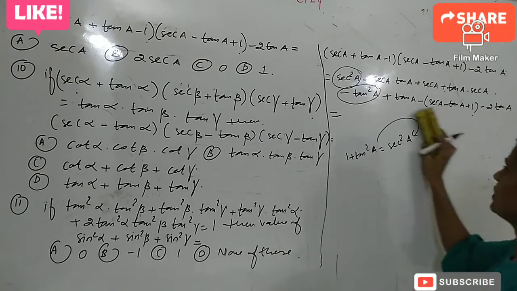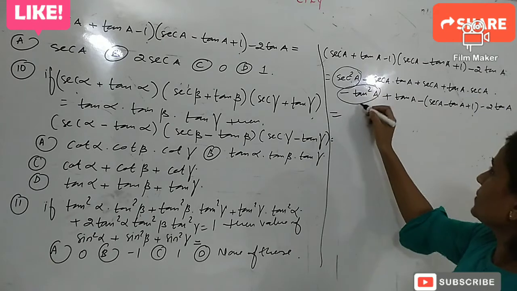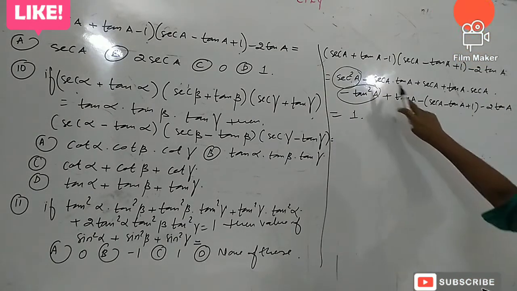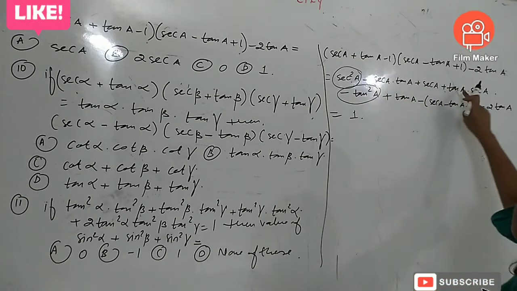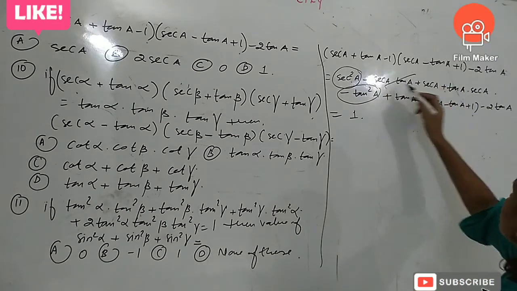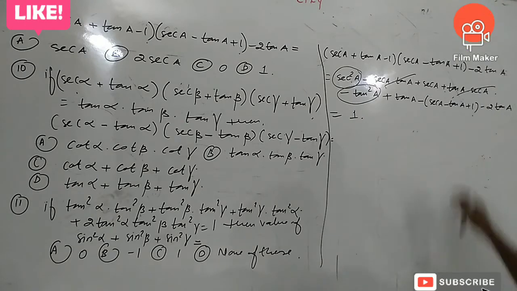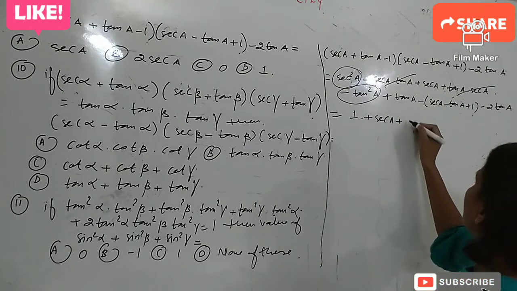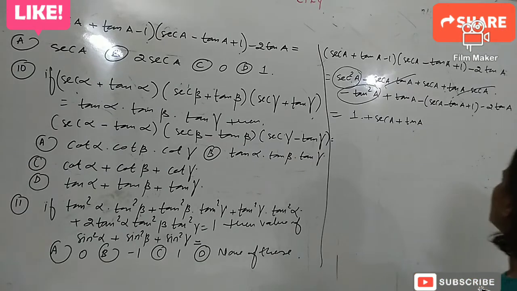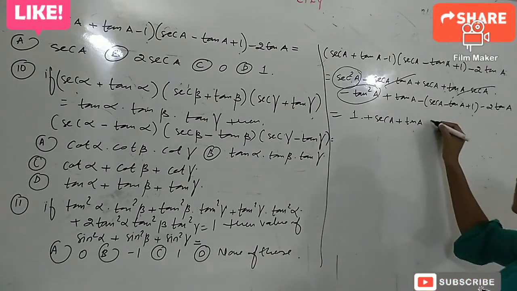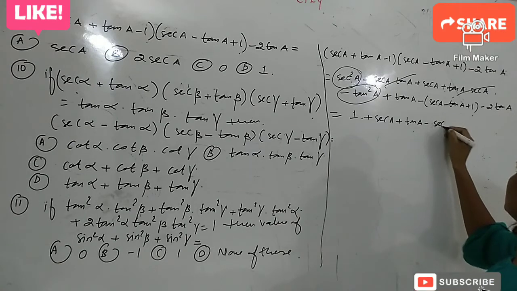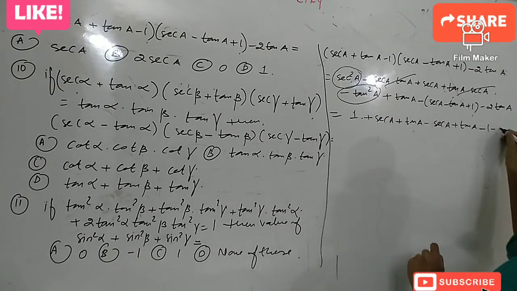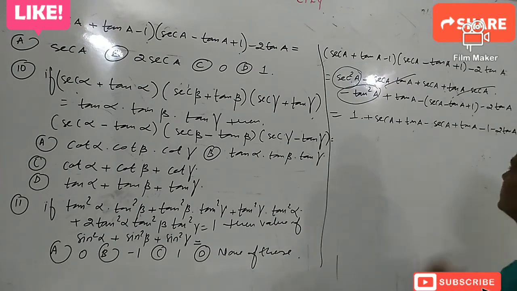So I am just using this value. So subtraction of this 2 is 1. And just write the remaining term. This minus sec A into tan A, and this is a plus tan A into sec A. So I can cancel this. Okay. So remaining is only plus sec A and plus tan A. And then just multiply by the minus sign. So minus sec A plus tan A minus 1 minus 2 tan A.